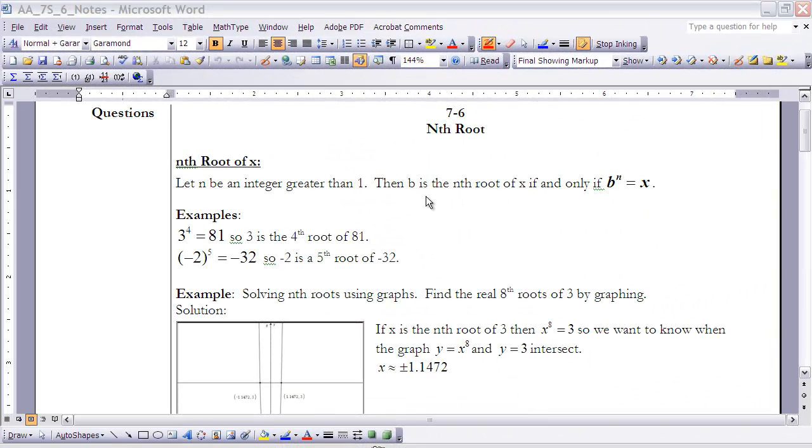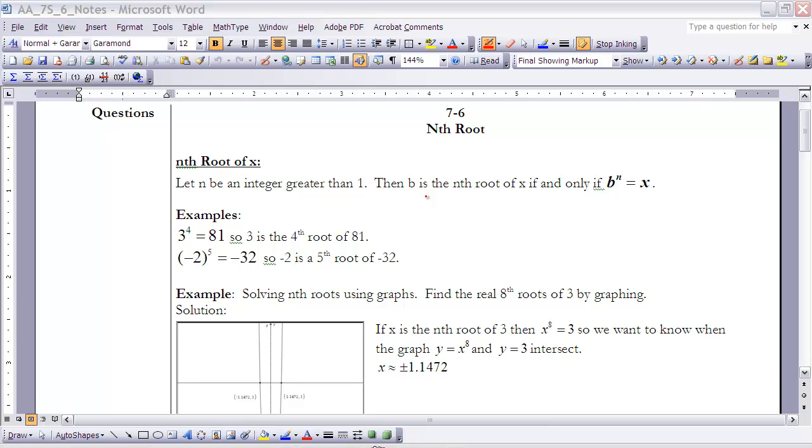This is the notes for section 7/6, nth root. If you haven't done so already, please make sure you pause the video at this time and read the section before continuing on. First of all, we're going to define the nth root of x.